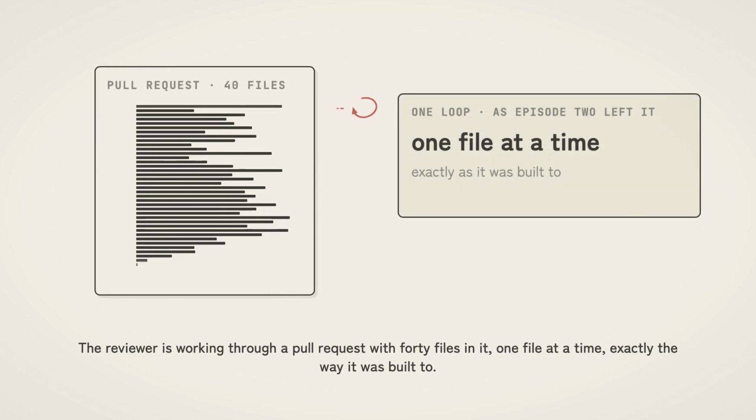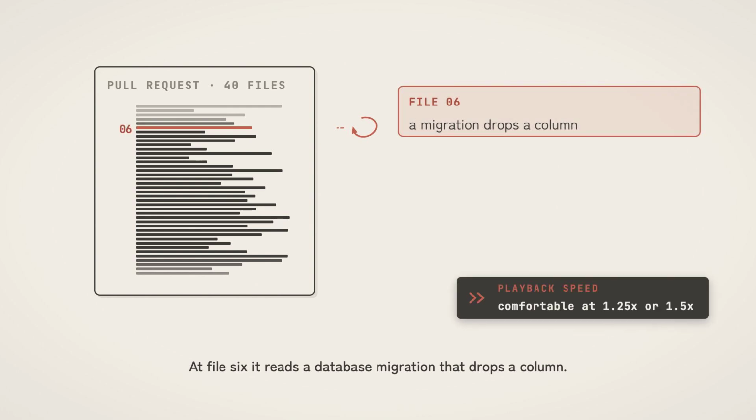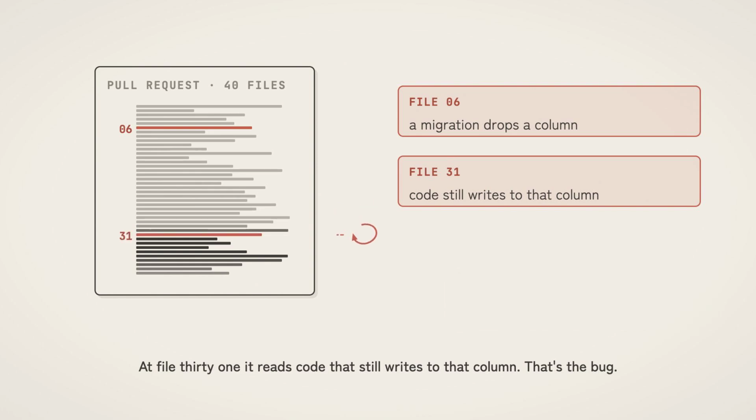The reviewer is working through a pull request with 40 files in it, one file at a time, exactly the way it was built to. At file 6, it reads a database migration that drops a column. At file 31, it reads code that still writes to that column.